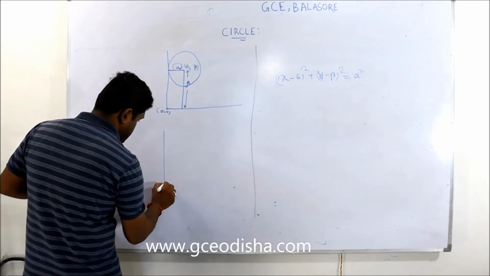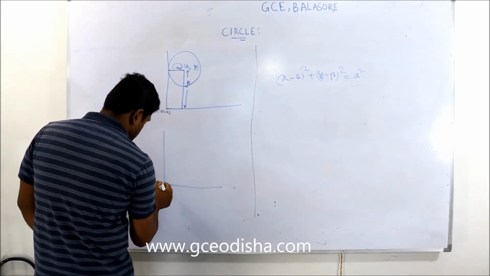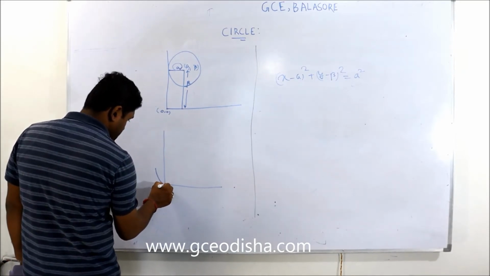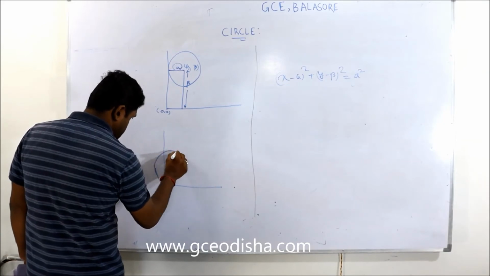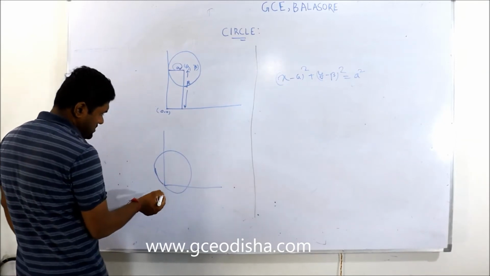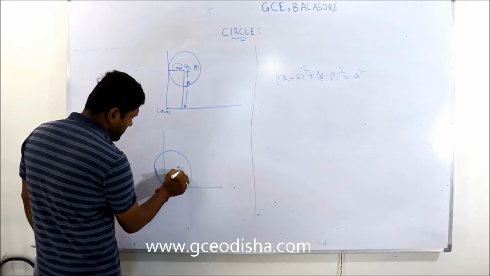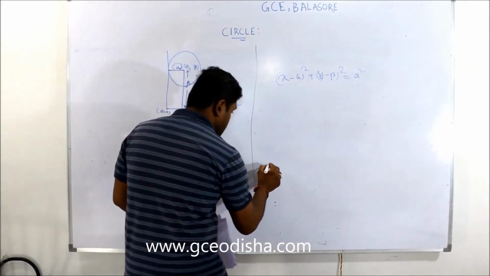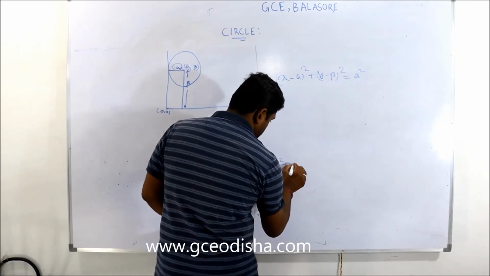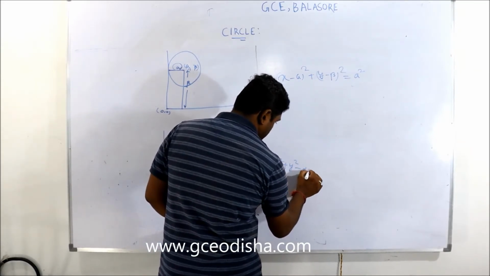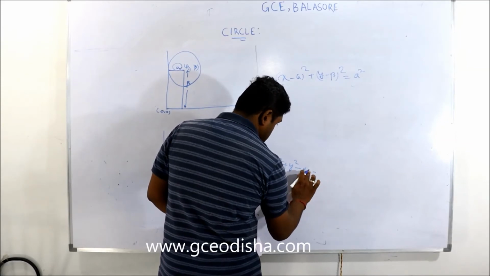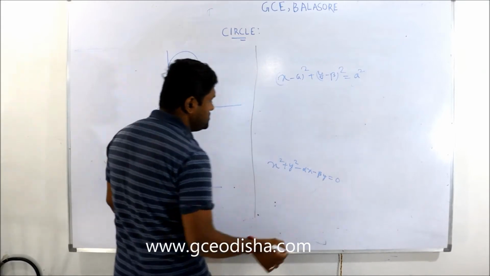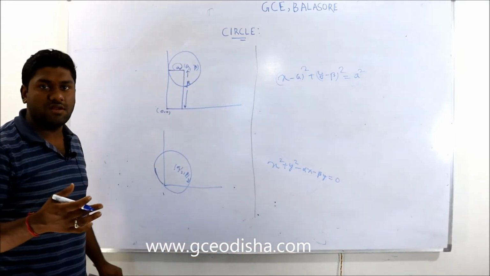Another condition is there. This is the last condition. When the circle passes through the origin, the coordinate 0,0 point, and the center is (alpha by 2, beta by 2), then what is the equation of the circle? The equation of the circle is x square plus y square minus alpha x minus beta y is equal to 0. Okay, these are the 4 conditions of the circle.